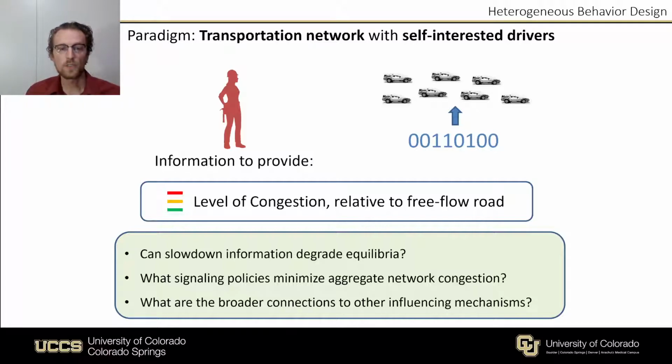The second question is, which signaling policies can minimize aggregate congestion? So if I pass the first bar and say, yeah, actually we can use this to improve equilibria, well then let's try to minimize worst case congestion. And then last, what are the connections of this mechanism to other influencing mechanisms? Can we tie the models that we use for this back to models of altruism in self-driving cars or models of pricing in transportation networks?